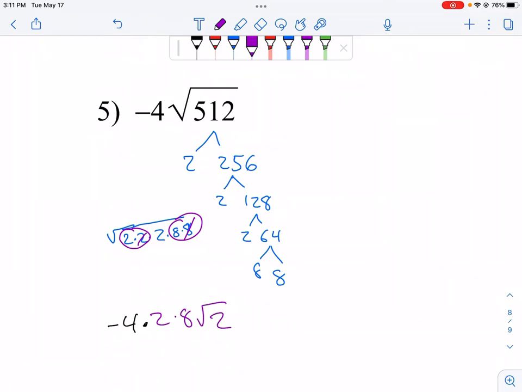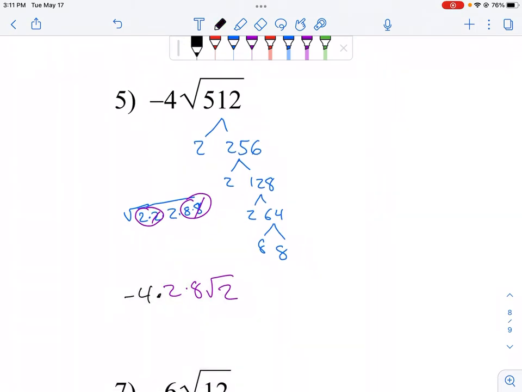That would be fine. If you wanted to break down 64 using 2's, you could do that as well. It'll get you to the same answer. I'm going to shortcut that and multiply all of my outsides together and get negative 64 square root 2.